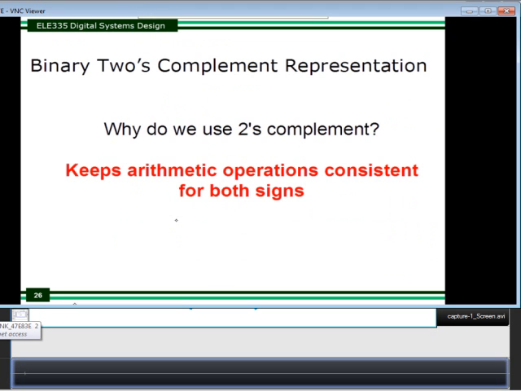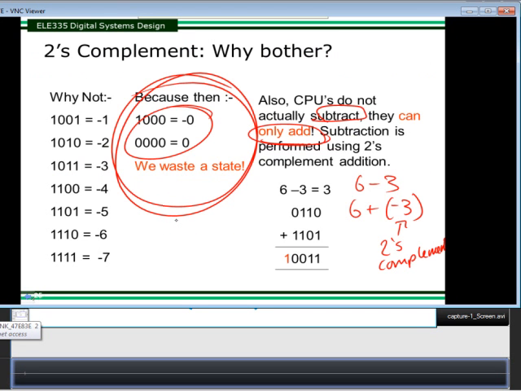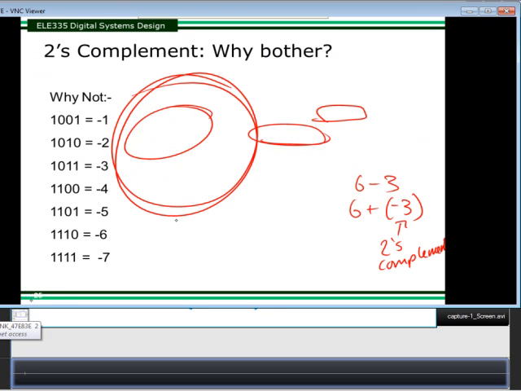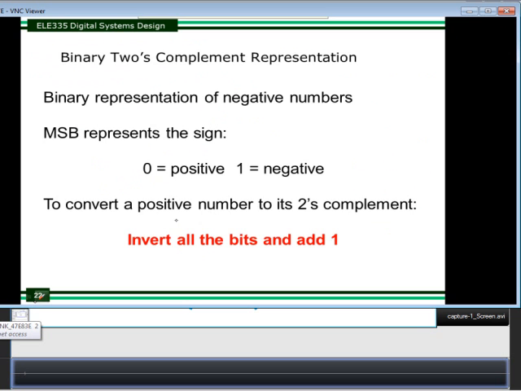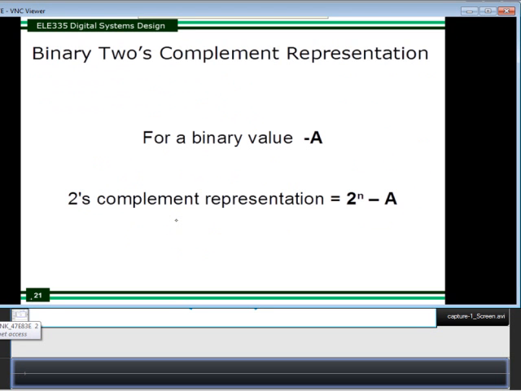So this keeps our arithmetic operations consistent for both sides. Okay? So I'll show you how to convert to 2's complement now, and then tomorrow we'll do some examples of 2's complement, addition and subtraction, and so on. So for any binary value minus a, the 2's complement value is simply 2 to the n, where n is the number of bits that we have, minus a. All right?